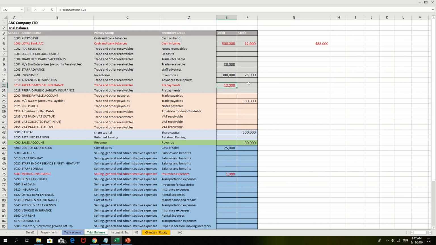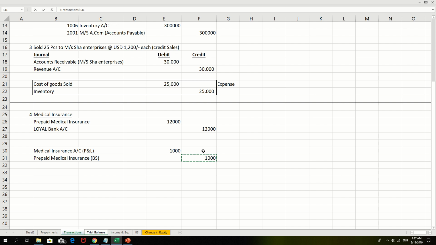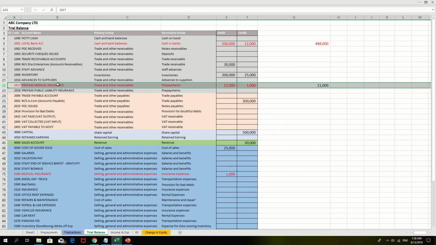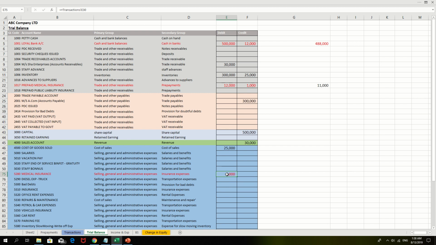Let us find out the prepaid medical insurance here. See, there is 12,000 already, the last one, and let us credit this 1,000 here. Now our prepaid medical insurance account will decrease by 1,000 and it will become 11,000. This is the closing balance as of 31st of August 2019. Now we have booked an expense of 1,000 and the same 1,000 decrease from an asset. This is a current asset of prepayments. So this entry impacts the P&L or income and expense statement.